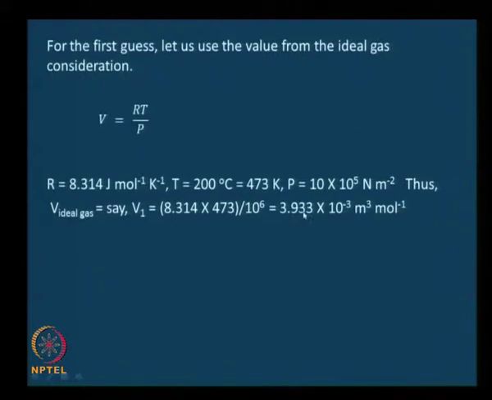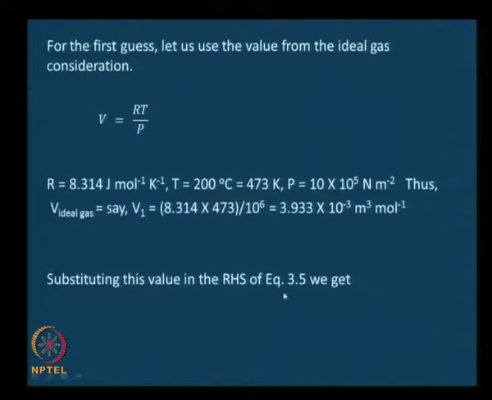as 3.933 into 10 power minus 3, 8.314 into 473 divided by 10 power 6. So, 3.933 into 10 power minus 3 meter cubed per mole. Hopefully, you got this if you knew where to look for.